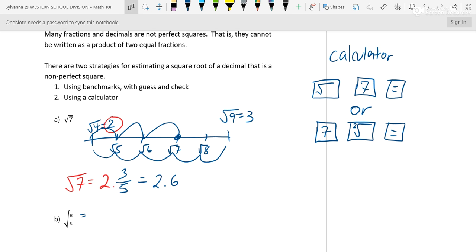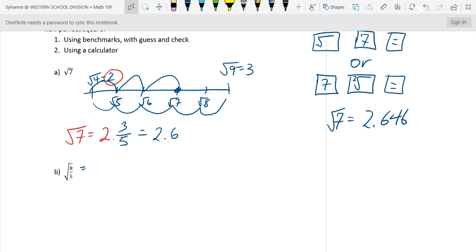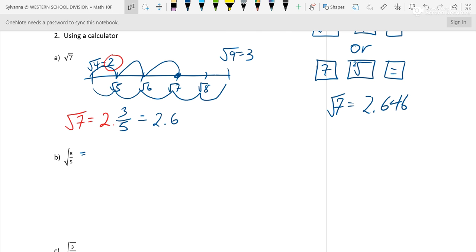Okay, so when I plug this into the calculator, I actually got 2.646. So we are really close to the exact value of root 7, just by approximating. That's good. So this next example here is a fraction.